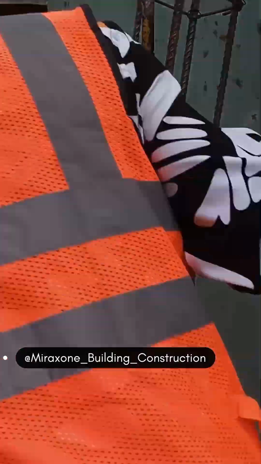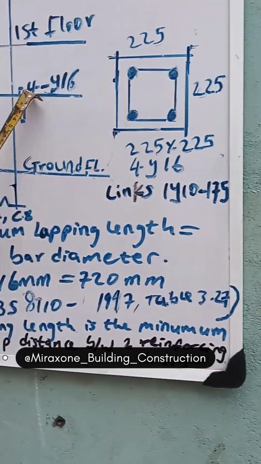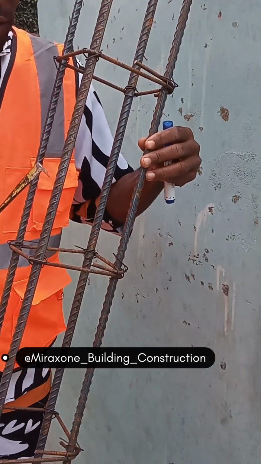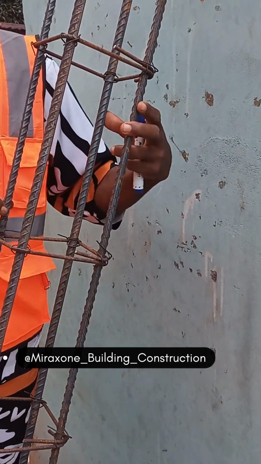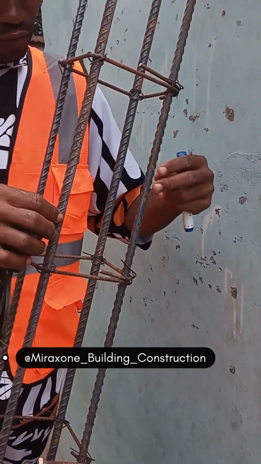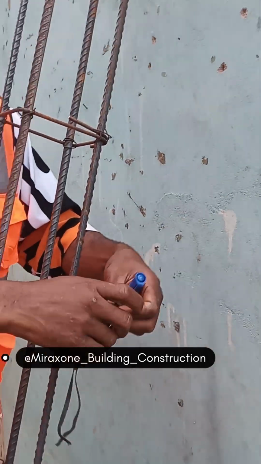Bring the camera. The 4 bars here, the first standing here, it shows 1, 2, 3, 4. Hope you see it. This is the continuous column: 1, 2, 3, 4. There are 4 reinforcements here. Do you understand me?